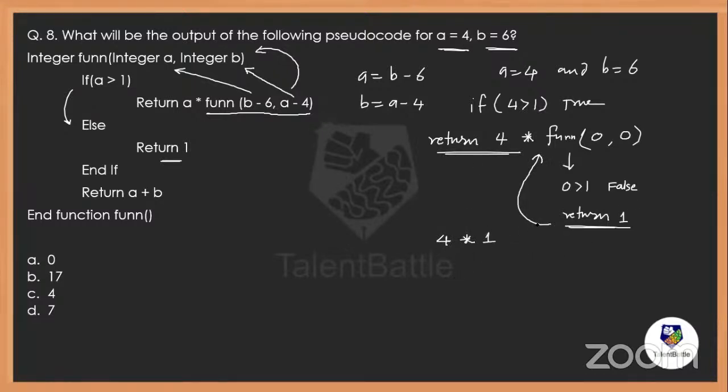In reverse, we are calculating all the intermediate results. And this turns out to be the final result 4. So the output will be 4. Got the answer?